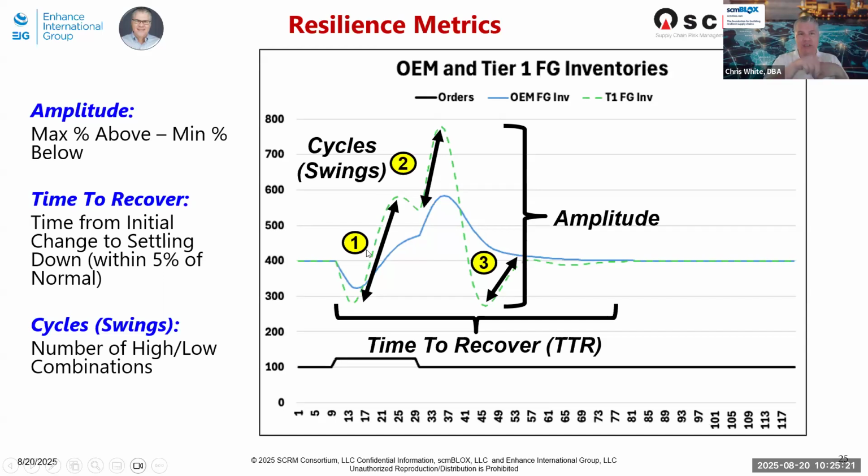And then cycles and swings. How many up-down combinations do I have? So in this example, we're showing 3. We're showing you the amplitude, the high minus the low, the time to recover, and then the 3 cycles. So we were using those metrics to judge good or bad of the changes happening.